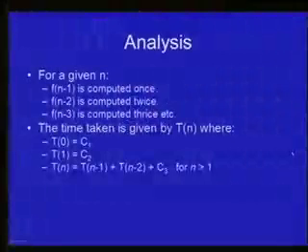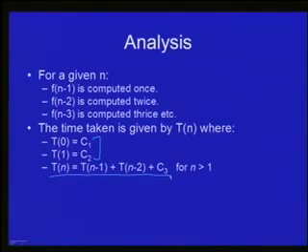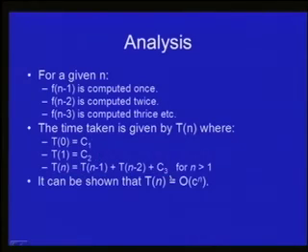So this is obviously grossly inefficient, and if we write a recurrence relation to understand the time taken by this implementation, we'll find that for n equal to 0 and n equal to 1, clearly the time taken is a constant, but for n greater than 1, T of n is T of n minus 1 plus T of n minus 2 plus a constant. We'll not try to mathematically solve this recurrence relation, but it can be shown that T of n is actually order a constant raised to the power of n.